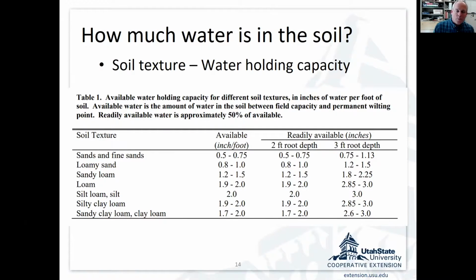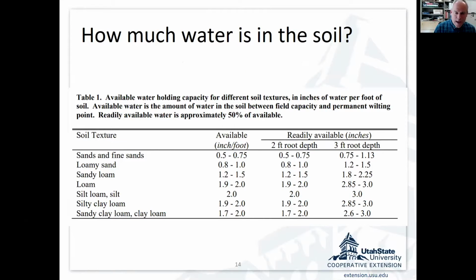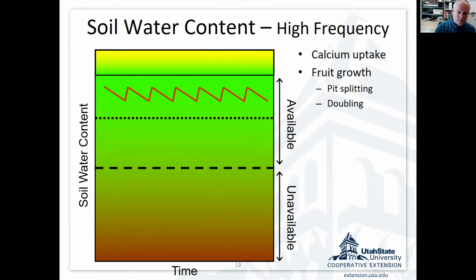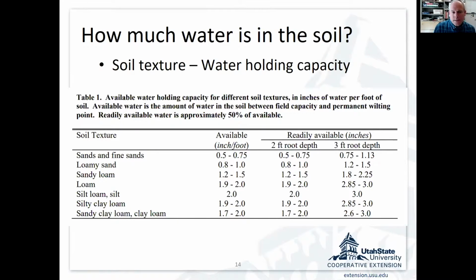So how much water is in the soil? If we go back to this graph, what does that mean? How much water is in that range? And that depends on the soil type and particularly the soil texture. So this table shows the water holding capacity of different soil textures. And this is available in our fact sheet on orchard irrigation, which I'm going to talk about just a little bit later.